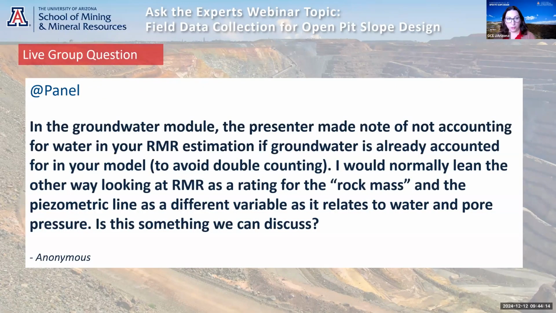I'm going to pull up another live question that came in from our participant group. I'll read it through. It's a little bit long, but I'll open this one up to the entire panel to discuss. So the question is that in the groundwater module in the course, the presenter made note of not accounting for water in your RMR estimation if groundwater is already accounted for in your model, so as to avoid double counting. They would normally lean the other way, looking at RMR as a rating for the rock mass and the piezometric line as a different variable as it relates to water and pore pressure. Is this something that the panel can discuss?